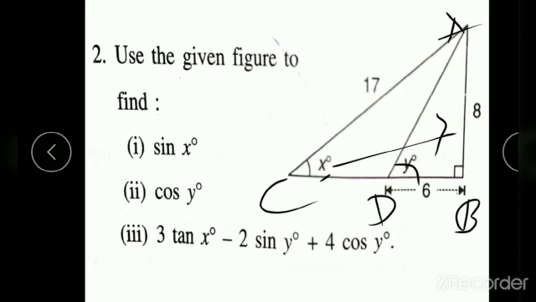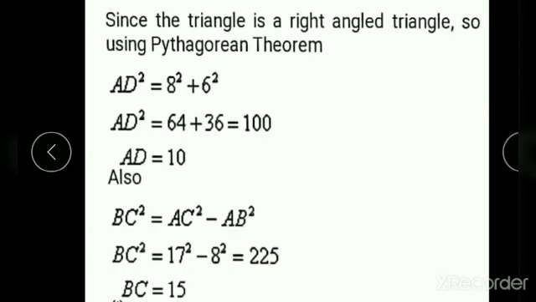Also in the triangle ABC, you are given AC and AB, and you have to find out what is BC, right? So BC square will be equal to AC square minus AB square. Okay, BC square is equal to AC square, which is nothing but 17 square, minus AB square, which is 8 square. That gives you 225. 225 can be written as 15 square. So BC you get as 15.